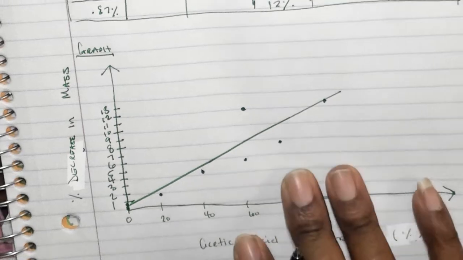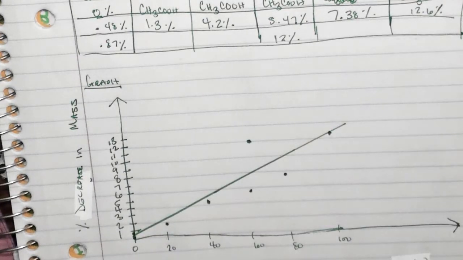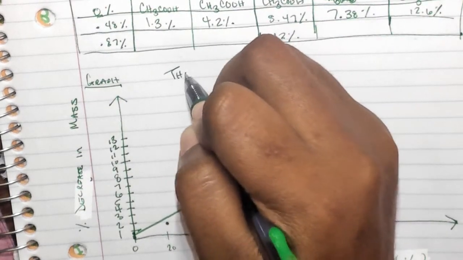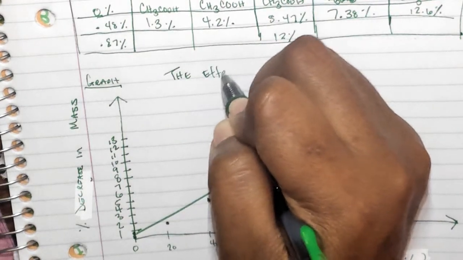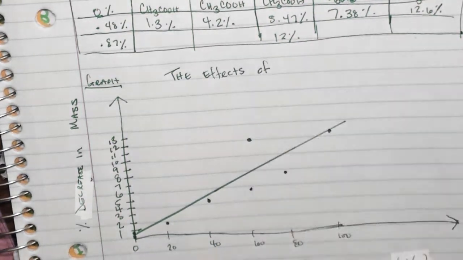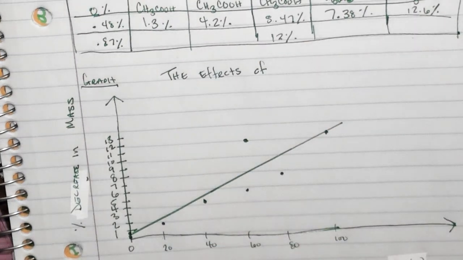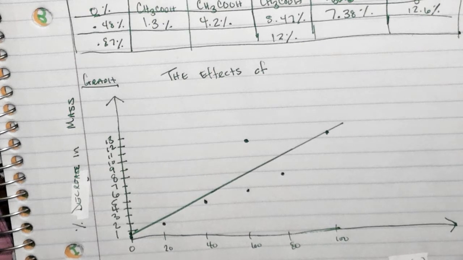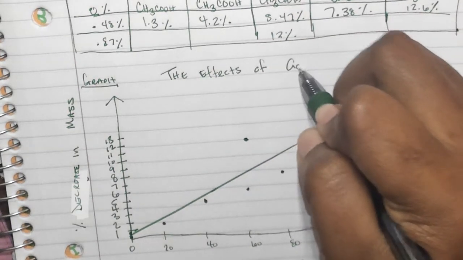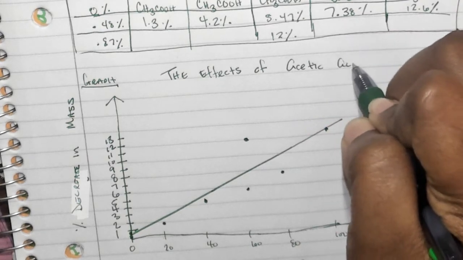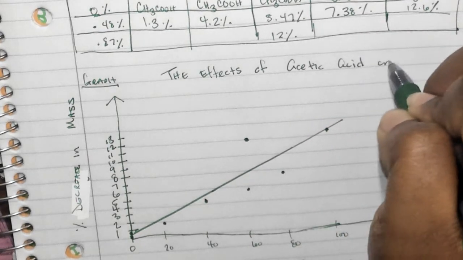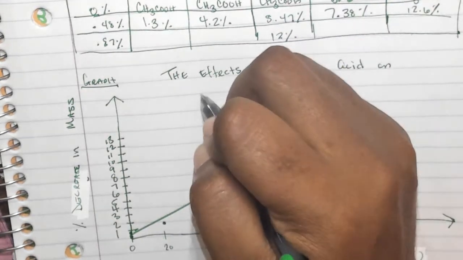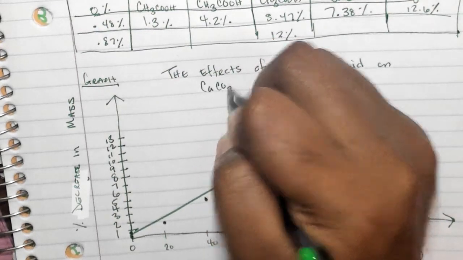Okay, if I wanted to title this, I can start your title for you. And so typically when you're titling a graph, one of the easiest ways to start off is to say "the effects of." So, how could I finish that statement? The effects of, okay, acetic acid on, good. I'm going to put calcium carbonate shells.